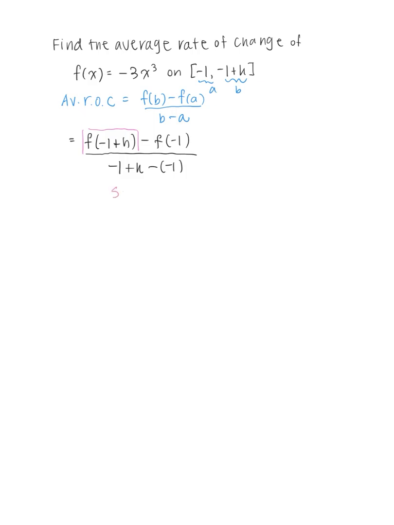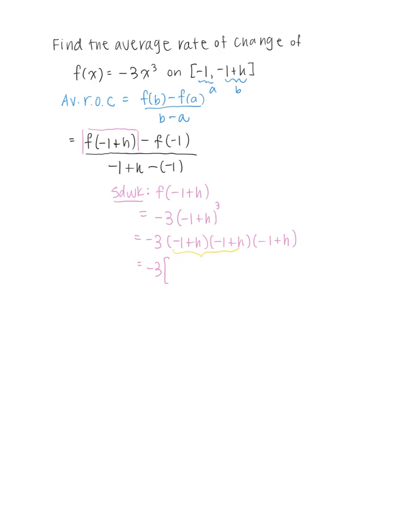Okay, so the side work. Let's compute f of negative 1 plus h first. Okay, so then this becomes negative 3 times negative 1 plus h cubed. So which means that this is negative 3 times negative 1 plus h, negative 1 plus h, and then another negative 1 plus h. All right, so first let's multiply these two. Now remember, negative 3 has to be multiplied to the whole thing. So next step, make sure that you're going to have a bracket here.